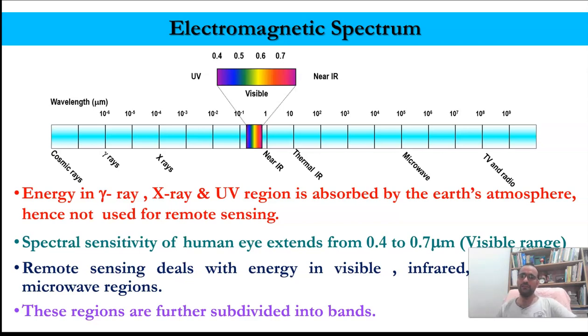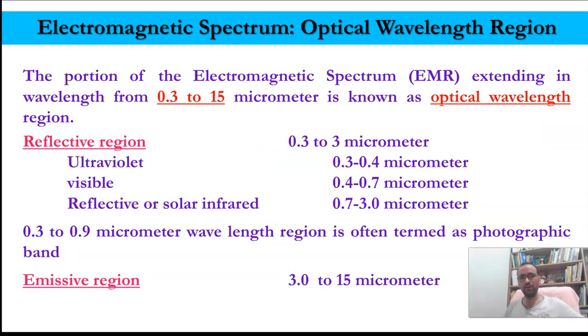Then definitely we have further divisions for different purposes. Here we are going to discuss the different sizes of wavelengths. The portion of the electromagnetic spectrum extending from 0.3 to 15 micrometer we call optical wavelengths. Always remember, there is optical remote sensing and thermal remote sensing, based on wavelength or electromagnetic region. So from 0.3 to 15 micrometer we call it the optical wavelength region.